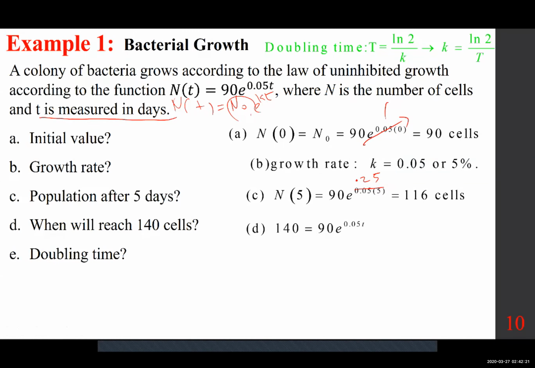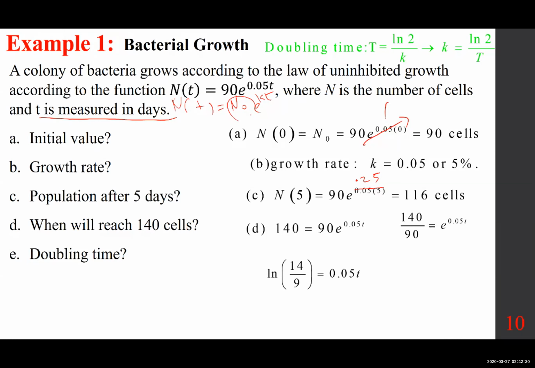So obviously we get rid of 90, that means we divide by it. We take a natural log of both sides. Natural log of 14/9 equals 0.05t. We divide by 0.05, and then we write it with a bunch of decimals. Remember, this is talking about time, so you don't have to put it as a whole number. So 8.8, or maybe more decimals, it doesn't matter, 8.8 days.